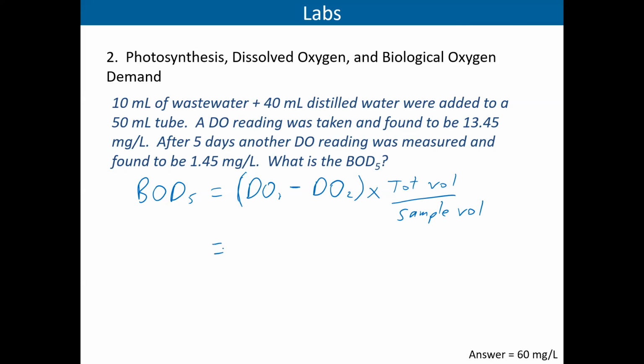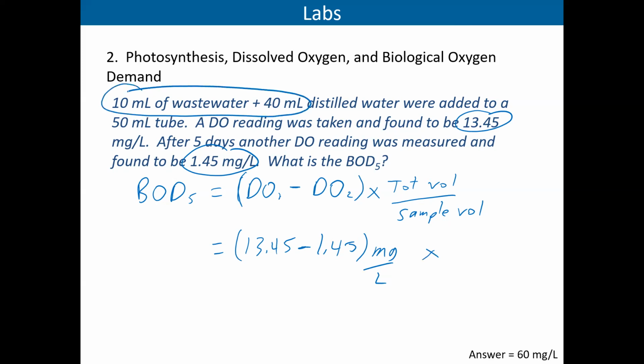So now I just need to read the question. It says here our first reading is 13.45. And after 5 days, it was 1.45. Those are, of course, in milligrams per liter. My total volume, I'm reading the question, is 10 plus 40, so that's 50 mils. And the amount of the actual sample is only 10 mils. So punch that into my handy dandy calculator, and I'm getting 60 milligrams per liter.